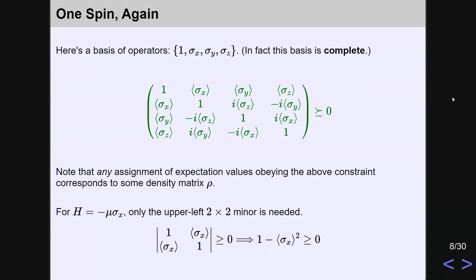But what we care about is the ground state physics, and that's identified by minimizing the expectation value of the Hamiltonian. That is, by, I guess, maximizing the expectation value of sigma x while obeying positive semi-definiteness. So if we just look at the upper left 2x2 minor, you can look at this and see that, well, if the expectation value of sigma x was 2, then it would no longer be a positive semi-definite matrix. We would have a negative eigenvalue. And so sigma x is bounded between negative 1 and 1. And that turns out to be our tight bound, no matter what the Hamiltonian is.